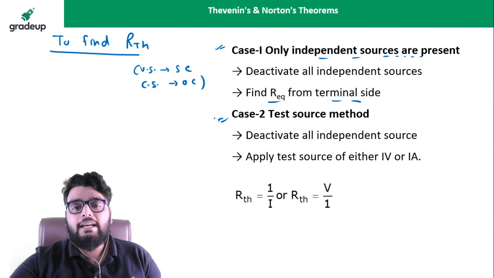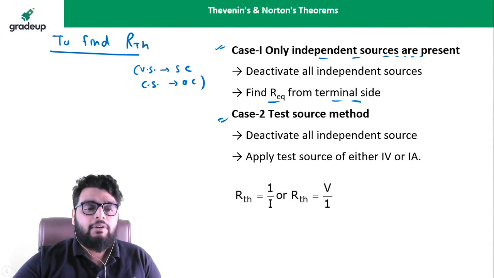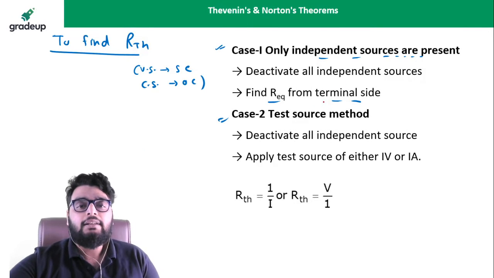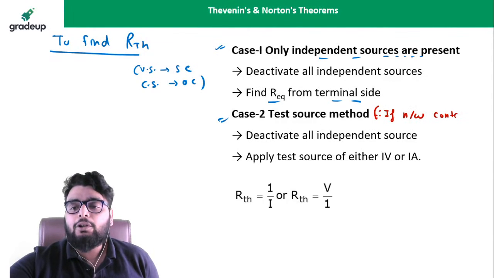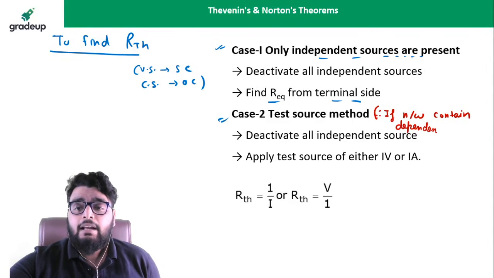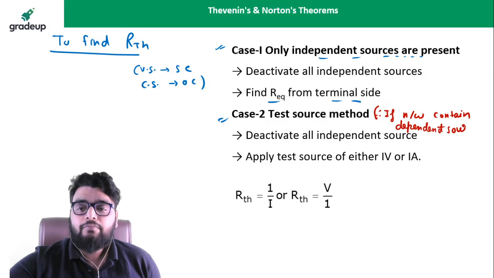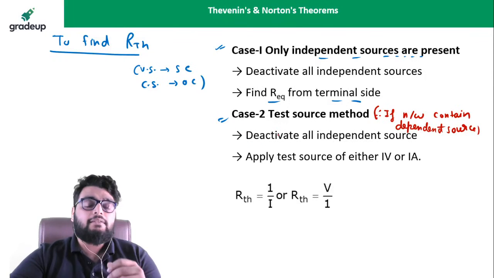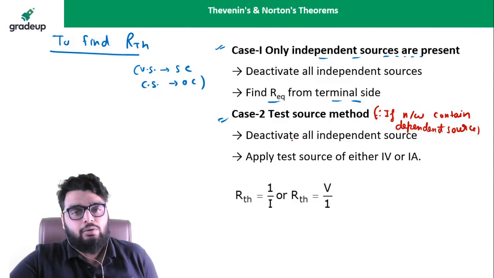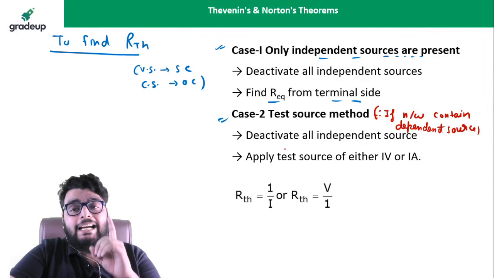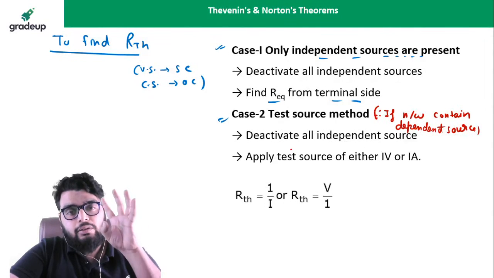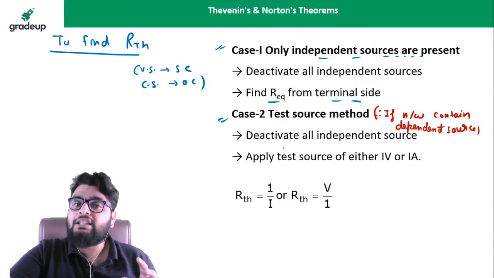Okay. The next case is the test source method. Don't worry, we will solve questions in each of these cases. The test source method is used if the network contains a dependent source. In this method, the first step is to deactivate all independent sources. Again, just the independent sources need to be deactivated. Don't deactivate the dependent source. The dependent source will remain as it is given in the network initially.